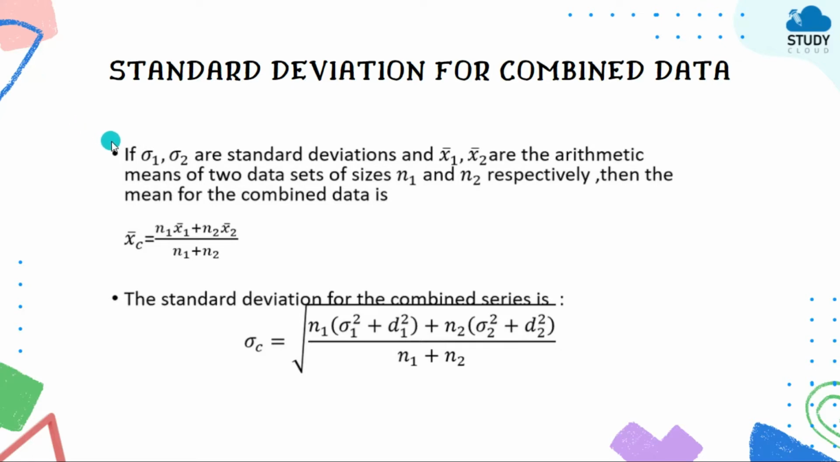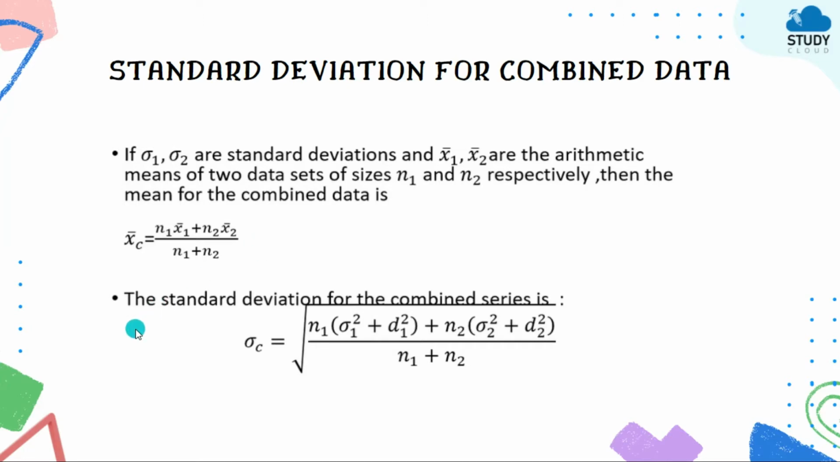So let's read. If sigma 1, sigma 2 are standard deviations and x bar 1, x bar 2 are the arithmetic means of the two data sets of sizes n1 and n2 respectively, then the mean for the combined data is. Now how do you calculate the combined arithmetic mean? The formula is n1 multiplied by x bar 1 plus n2 multiplied by x bar 2 upon n1 plus n2. Now all this depends upon the number of groups. If there are 3 groups, then we'll go until n3 or x bar 3. It depends on the question.